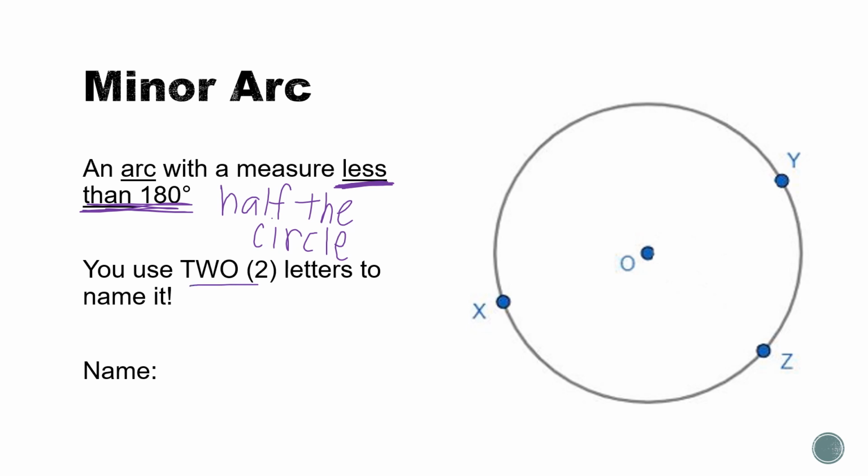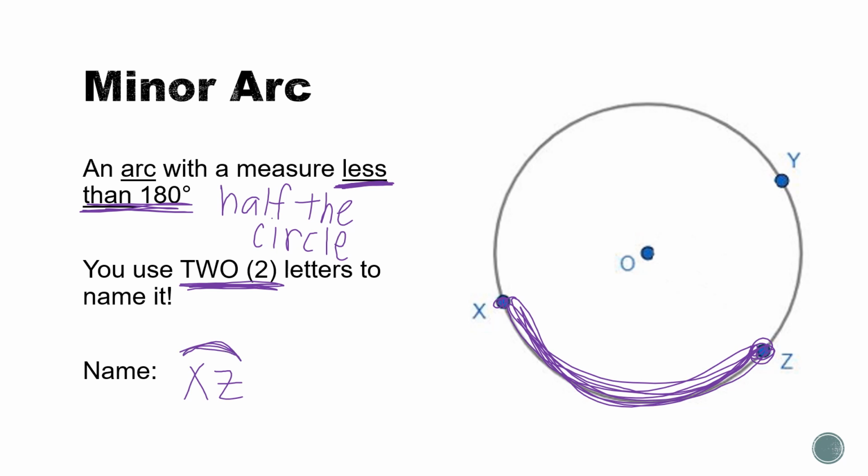You only use 2 letters to name this. So if I go from X to Z, this is less than half of the circle, and so this could be arc XZ. Now what we used in the example prior, YZ, could also be a minor arc because it is less than half of the circle. It must be less than.